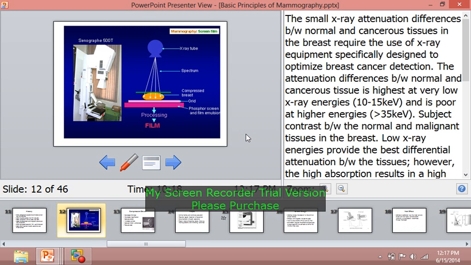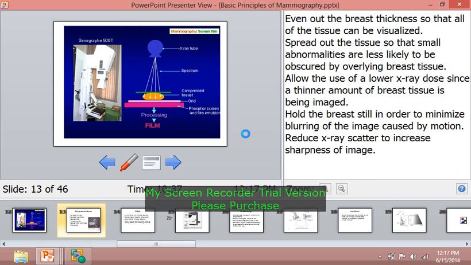So this is actually what happens from the X-ray tube. The X-ray tube emits the X-rays, then those X-rays strike the breast tissue, and from the breast the transmitted X-ray beam again strikes the phosphor screen and the film emulsion, then the film is processed.